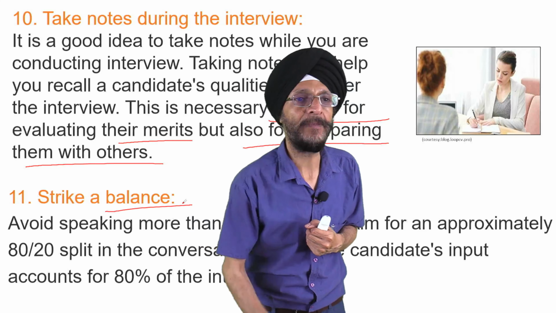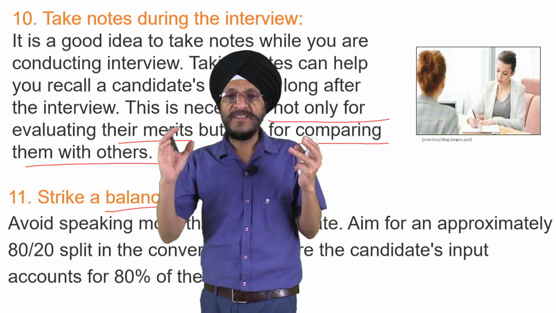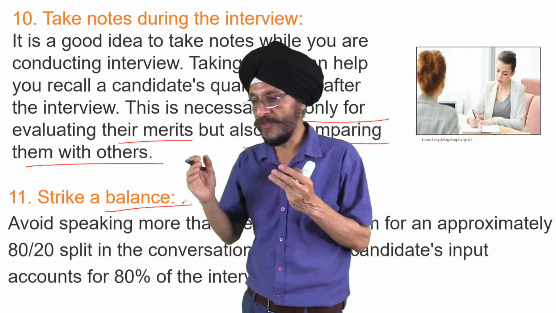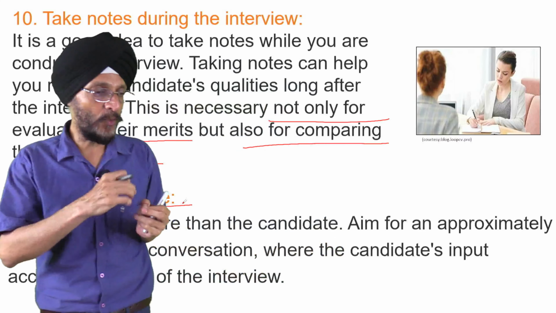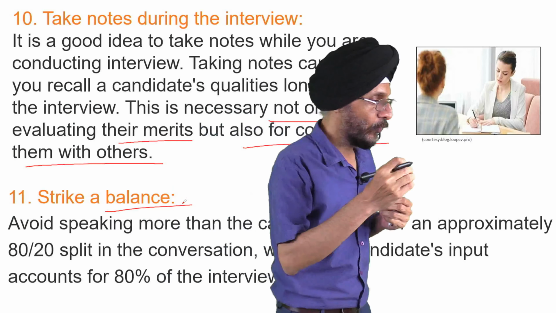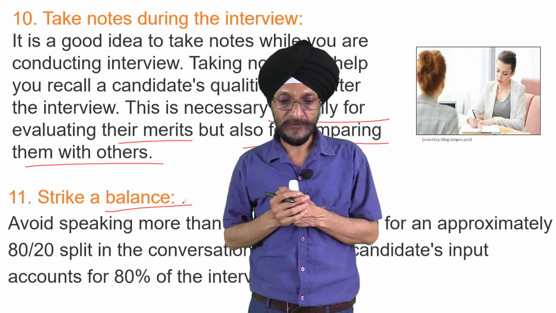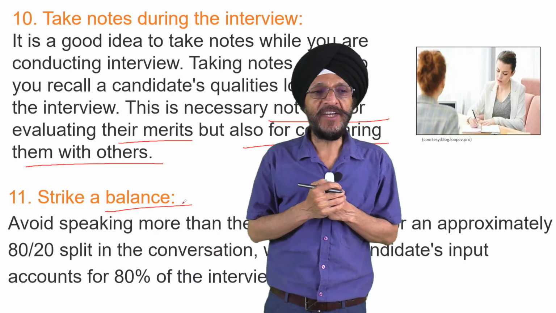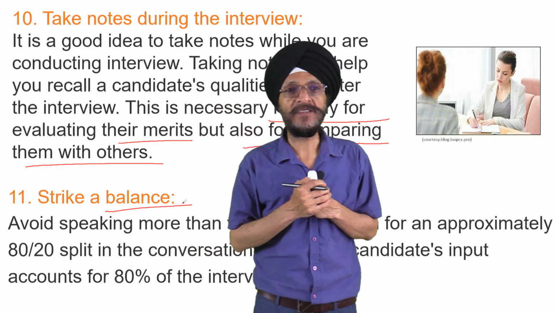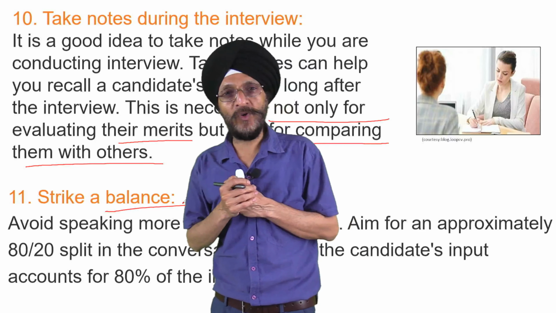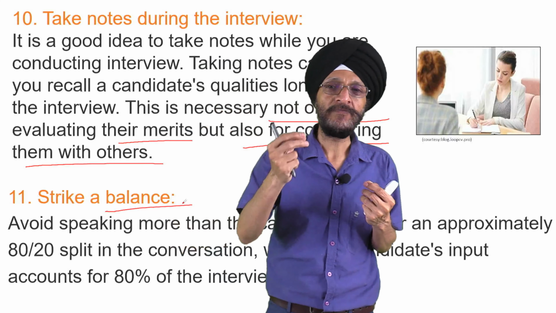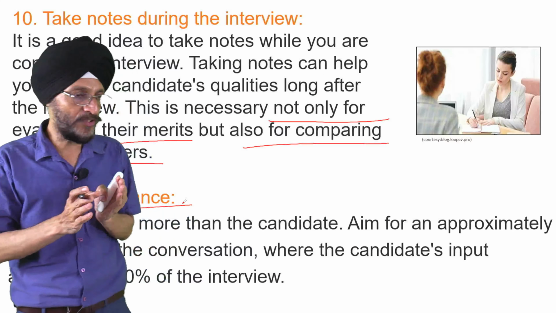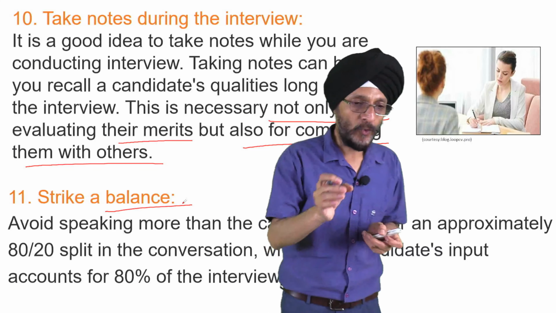Next tip is strike a balance. As an interviewer, avoid speaking more than the candidate. During the interview, you are not to speak more than the candidate. You are to allow the candidate to speak more. Aim for an approximately 80-20 split in the conversation. That is, the candidate's time for speaking should be 80%, and the approximate time for the interviewer should only be 20% of the total interview time.